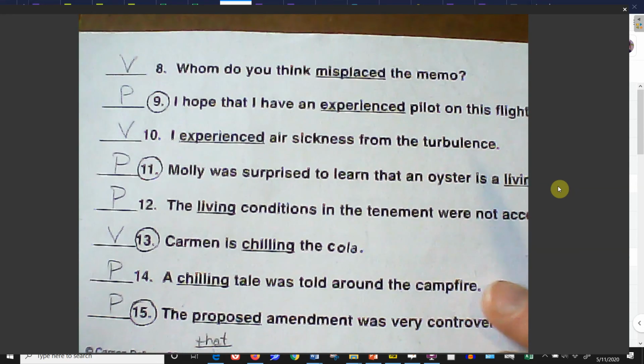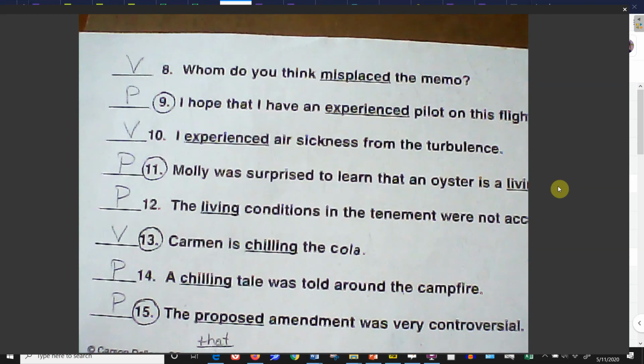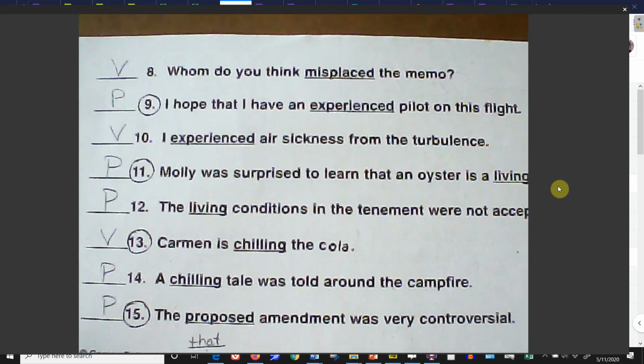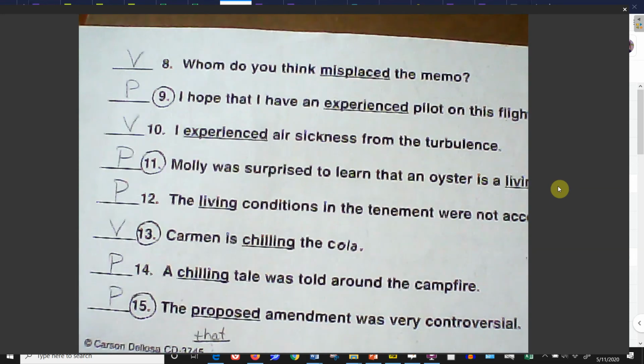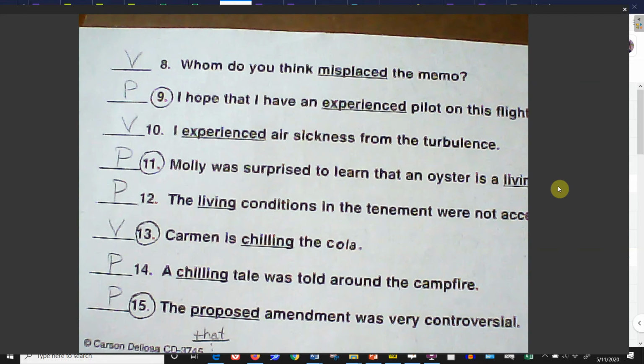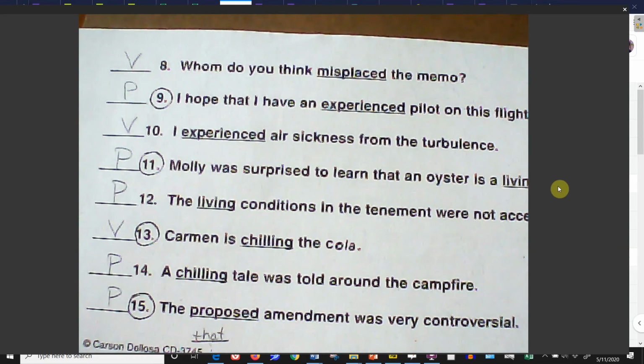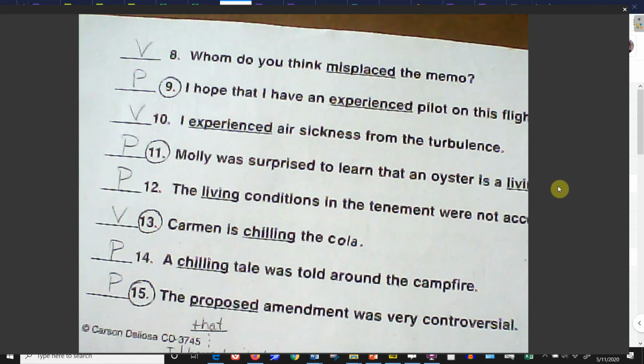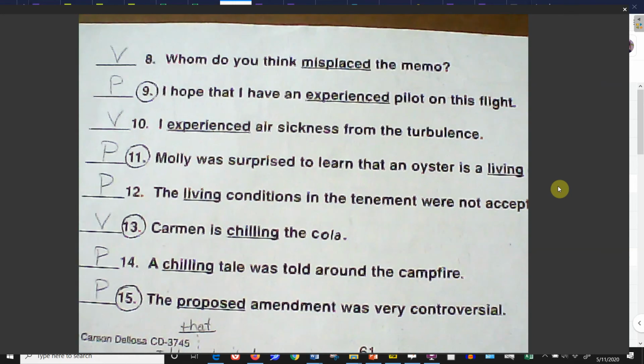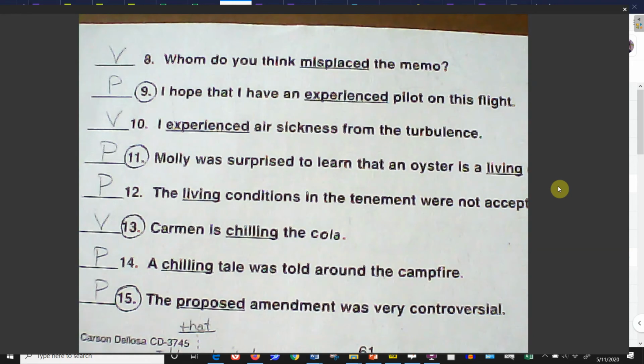Misplaced tells me what the person did, or what we think the person did, right? Whom do you think misplaced the memo? So someone misplaced the memo. So that's a verb. Number 9, experience tells me what kind of pilot. So that's the participial adjective.